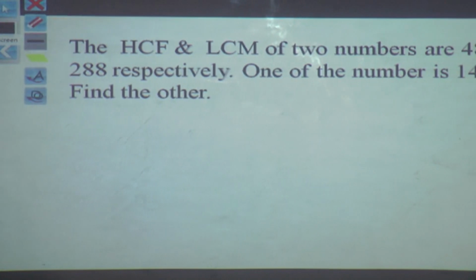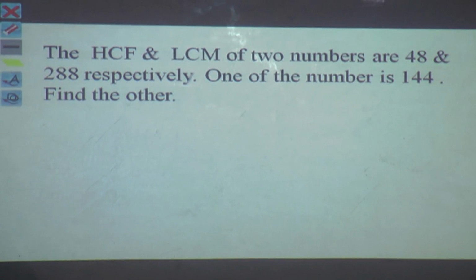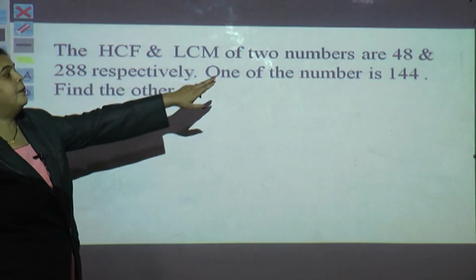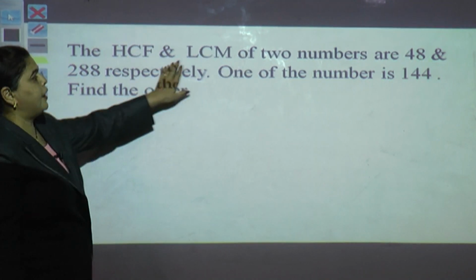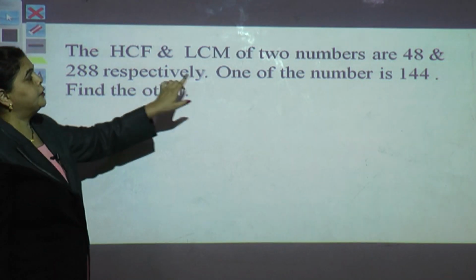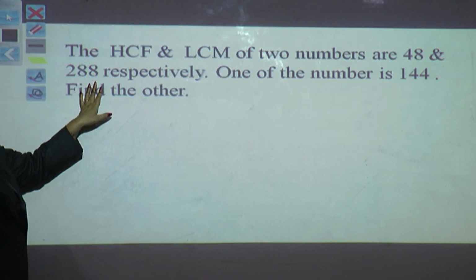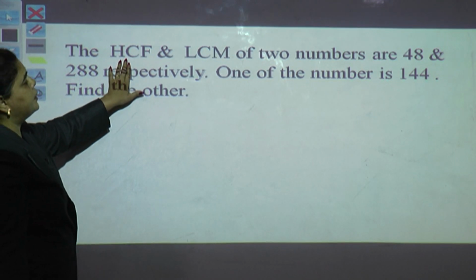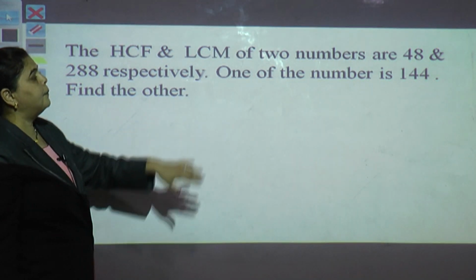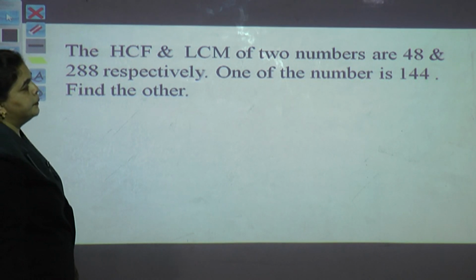The HCF and LCM of two numbers are 48 and 288 respectively. Respectively means the first number given is the HCF, and the second number given is the LCM. So I can write HCF is 48 and LCM is 288. One of the numbers is 144, find the other number.